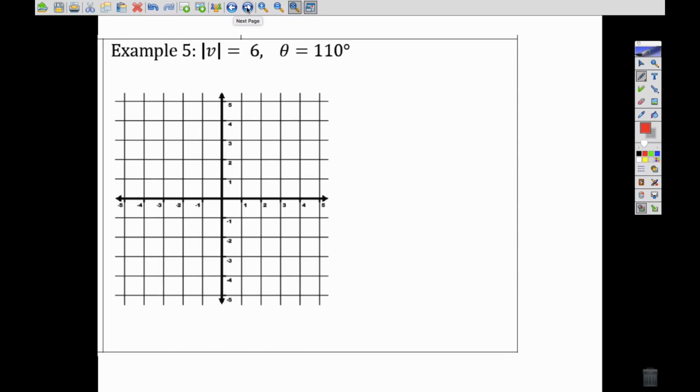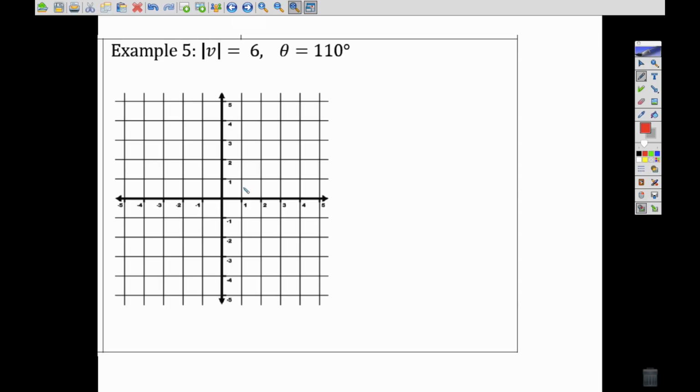And the last example. This one is giving us the magnitude. Okay, that's what this symbol means. It's saying the magnitude of V is 6, and it gives us our direction. Our theta is 110. So when you have a problem like this, you can just eyeball it on the grid.